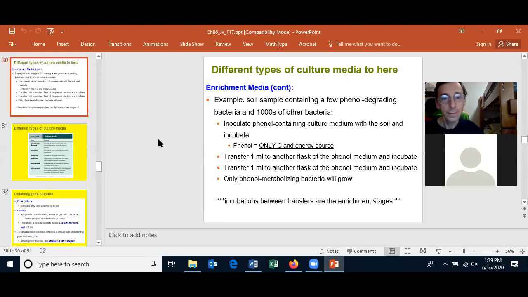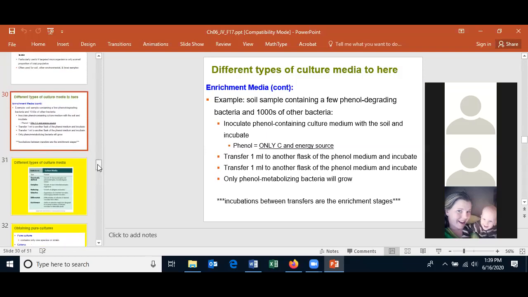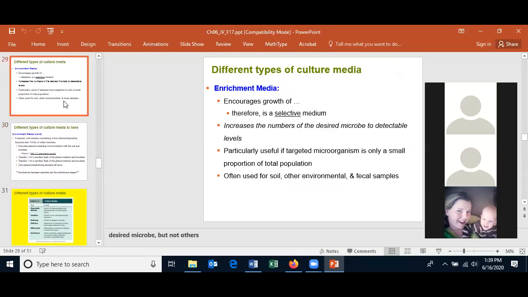All right, can somebody confirm, was this the last slide we talked about? I think it was the one before. So we didn't talk about this last slide? No, not yet. Yeah, we stopped here. All right, so enrichment media.